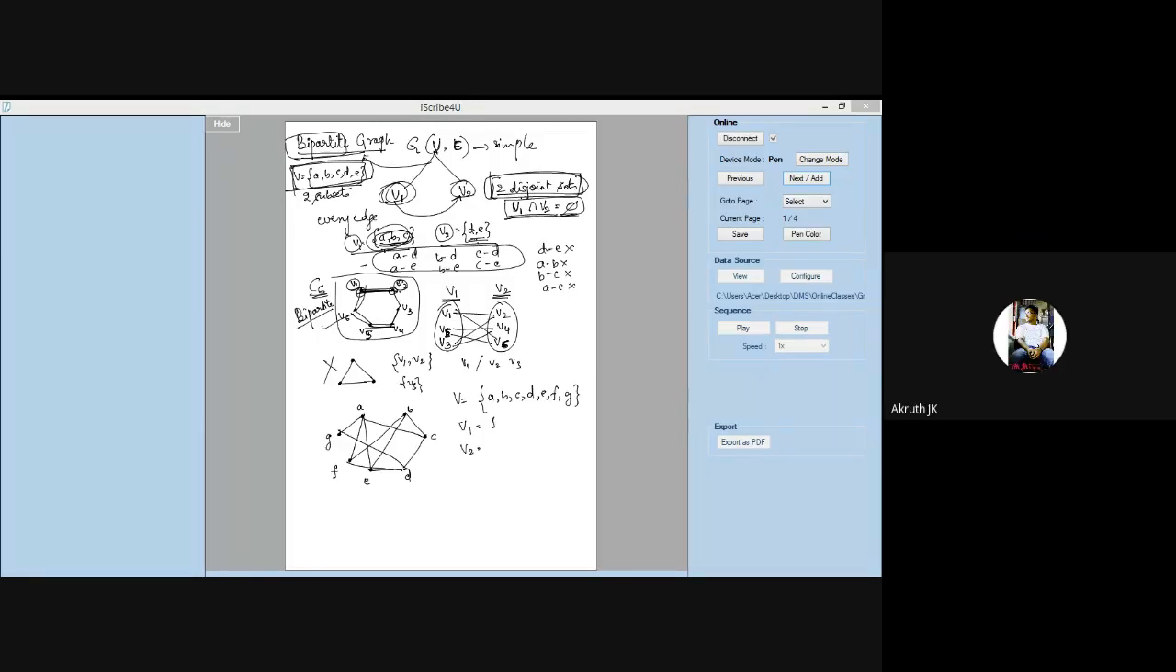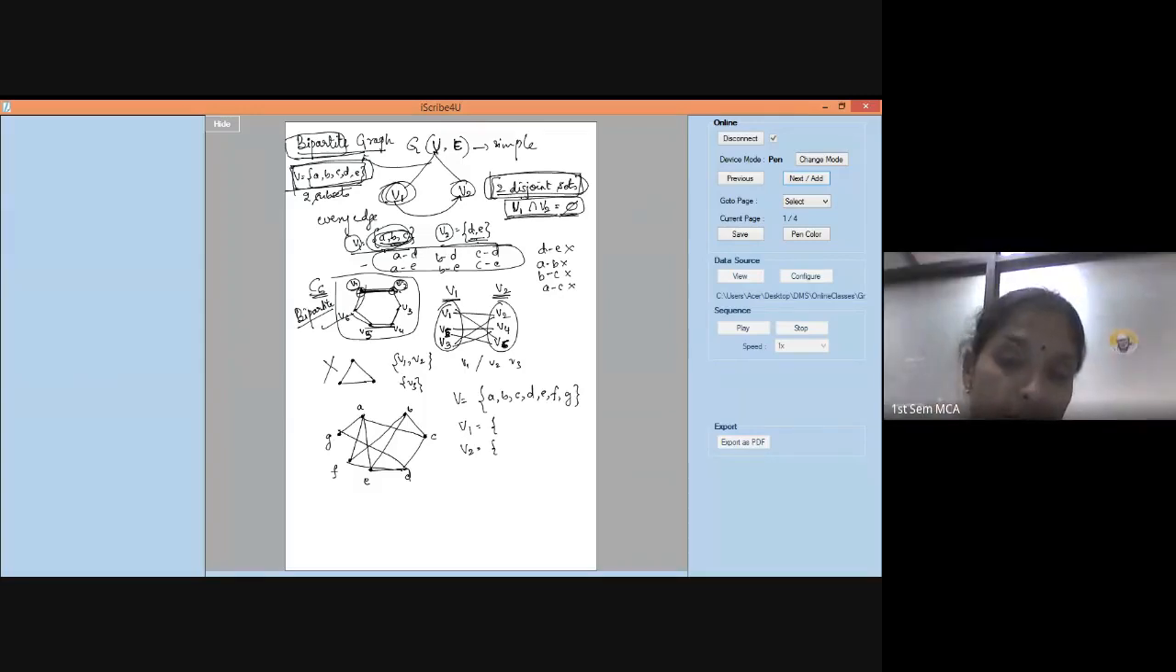We cannot divide it. Why? It's not a cyclic graph. It need not be a cyclic graph. I just took the example of C6 and C3, but bipartite graphs need not be cyclic.